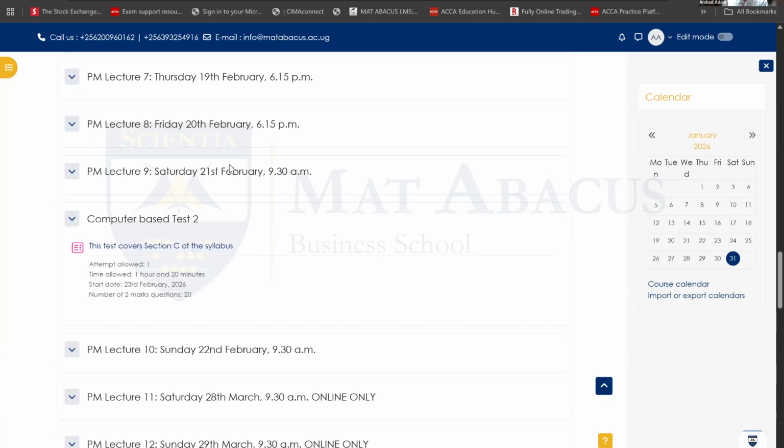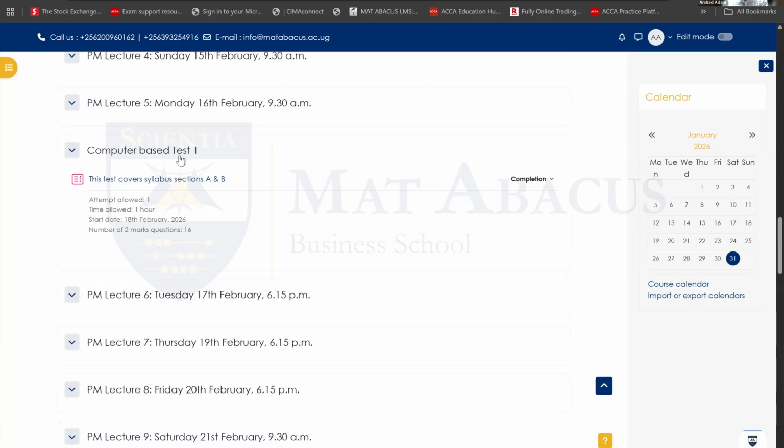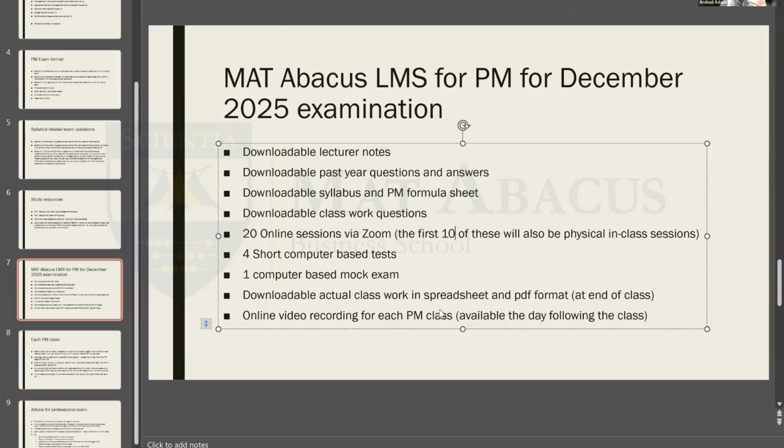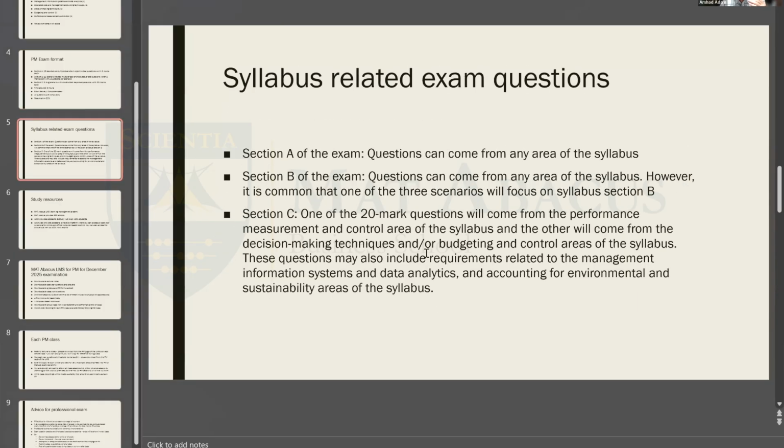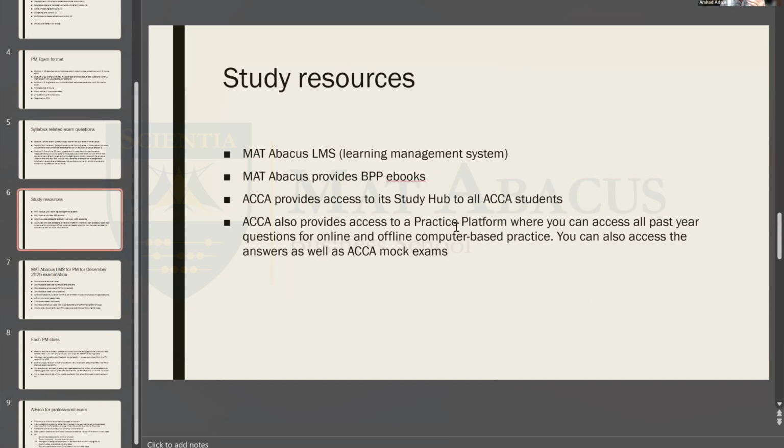That's why we are using a computer-based system. And it's computer-based tests. It's not exactly the same software that ACCA is using. If you want to see the ACCA exam software, you have access. You go to the ACCA practice platform, like I mentioned just now. ACCA has a practice platform which you have been given access to. There you will see the software that ACCA uses.